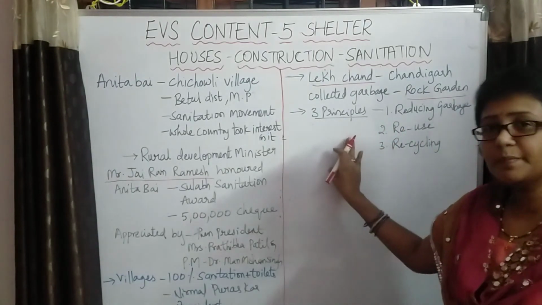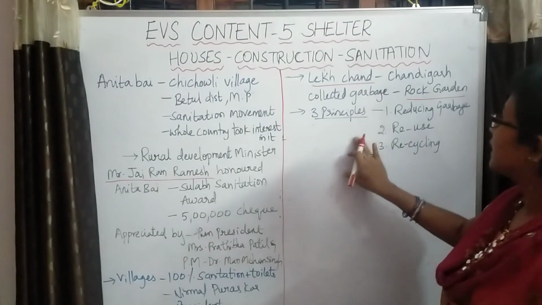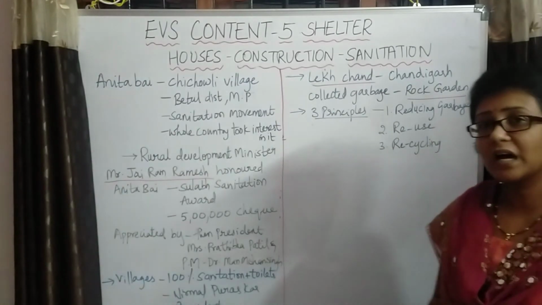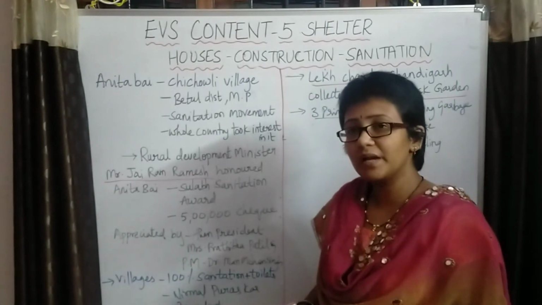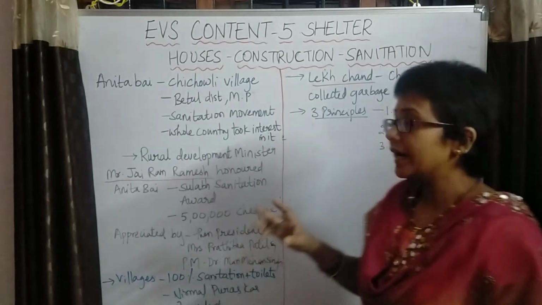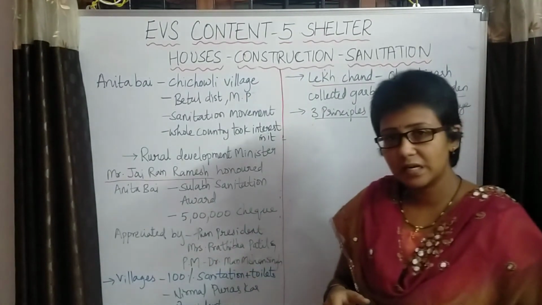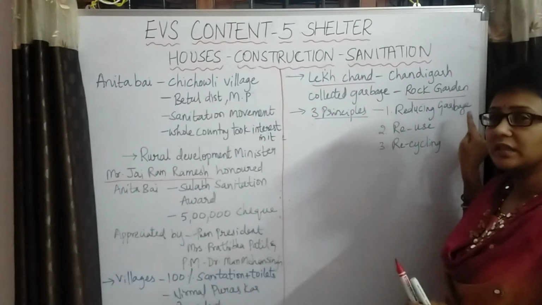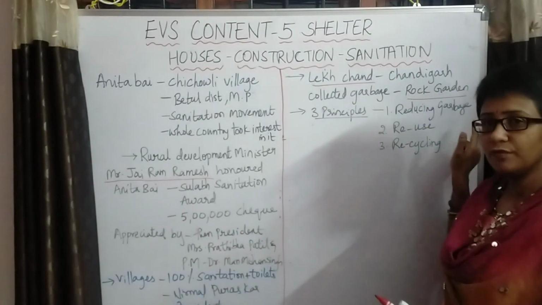So we have to follow three principles in our life. What are the three principles? Reducing the garbage. How can we reduce the garbage? Whatever things we buy, we have to buy only as much as we require. Next, plastic glasses, plastic plates and all, we have to try to reduce those. Reduce the things which produce more garbage.